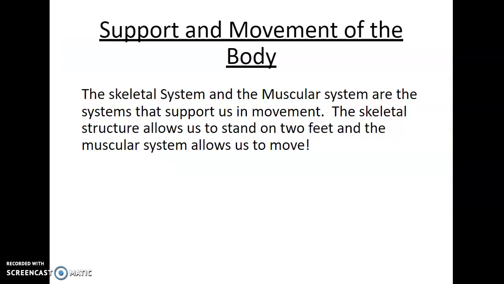So support and movement of the body, the skeletal system and the muscular system are the systems that support us in movement. It may not be movement that you can see visibly from the outside, but within, internal movement. So the skeletal structure also allows us to stand on 2 feet, and that muscular system allows us to move both our muscles on the outside to move our body and on the inside to move our organs.